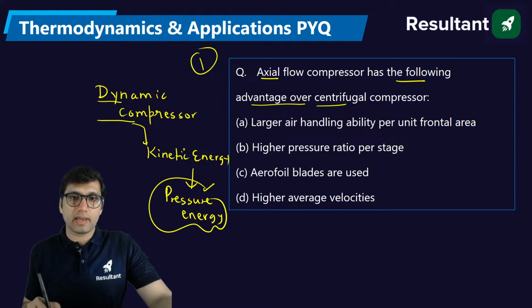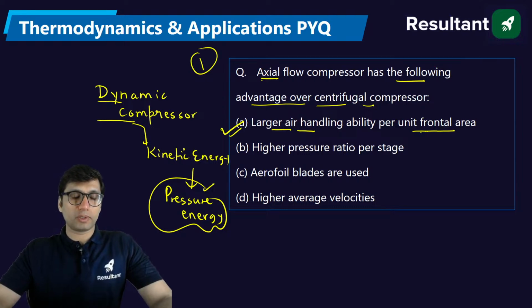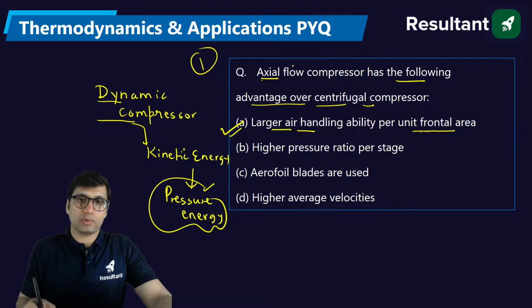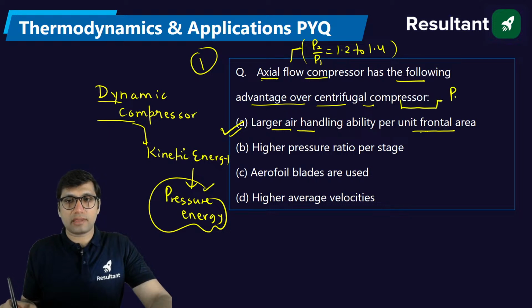Well, axial compressor has large air handling ability per unit frontal area, because if you compare the frontal area of axial flow compressor, it is less as compared to centrifugal compressor, and it has large air handling ability, meaning it can give you more discharge with respect to the frontal area. It has small frontal area. High pressure ratio is wrong, because axial compressor has a small pressure ratio, about 1.2 to 1.4. That is why we require multi-staging for axial flow compressor. Centrifugal compressor has more pressure ratio compared to axial, which is about 3 to 4.